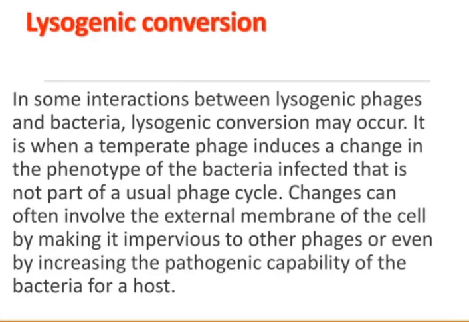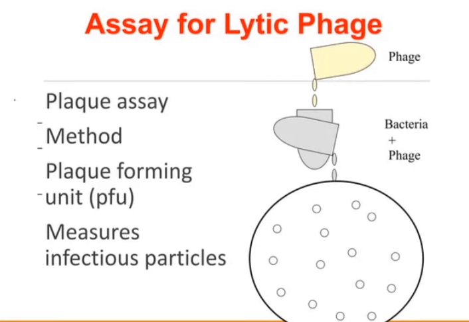Lysogenic conversion. In some interactions between lysogenic phages and bacteria, lysogenic conversion may occur. It is when a temperate phage induces a change in the phenotype of the infected bacteria that is not part of a usual phage cycle. Changes can often involve the external membrane of the cell, making it impervious to other phages, or even increasing the pathogenic capability of the bacteria for the host.